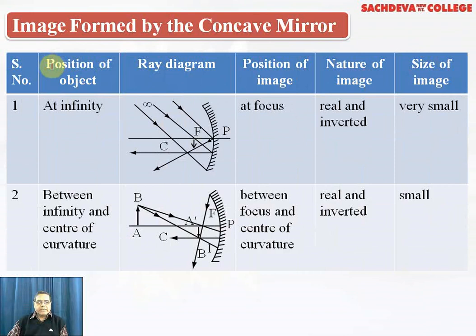Like in the first case, the position of the object is at infinity. That is, incident rays of light are coming from infinity. They are striking the pole of the mirror, or they are striking the curvature of the mirror, that is the reflecting surface. And when incident rays strike the reflecting surface, we find that they are reflected.